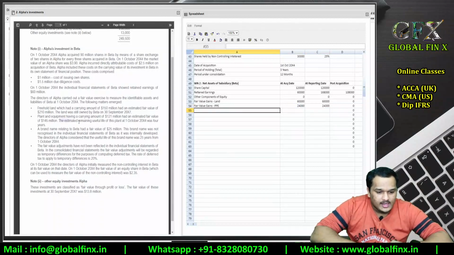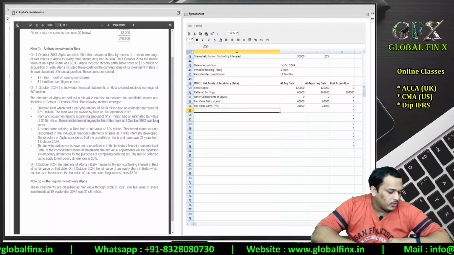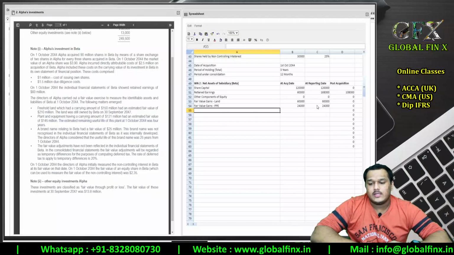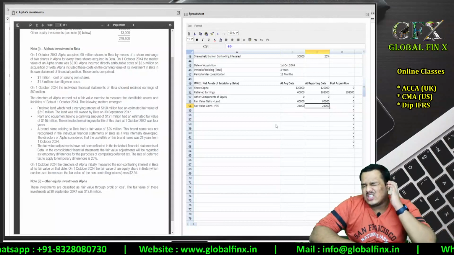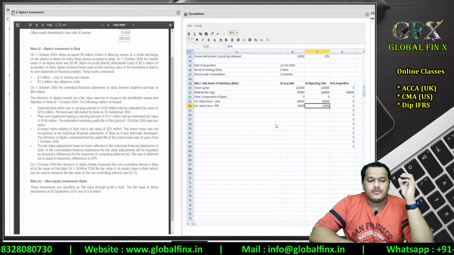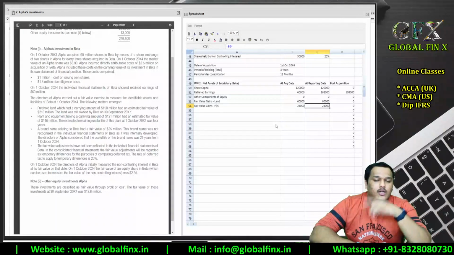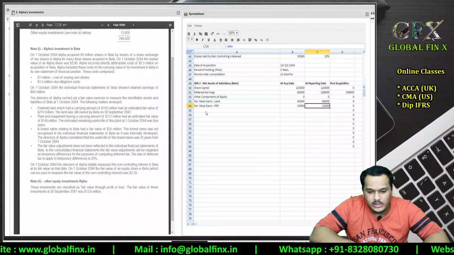Then, the estimated remaining useful life of this plant at 1st October 2014 was 4 years. See, this 24,000 has to be depreciated over 4 years, so each year 6,000. It's been 3 years since we acquired the subsidiary: 2014 we acquired, 15, 16, 17. 24 by 4 is 6,000 per year, into 3 years, 18,000 it will be.